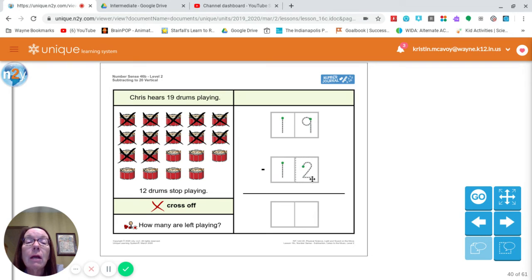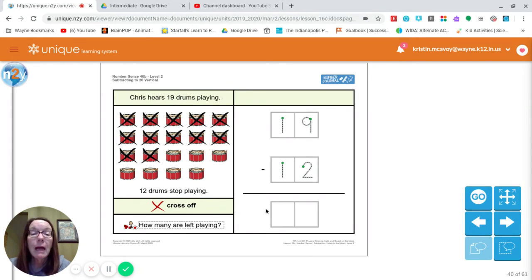10, 11, 12. The question to get to our solution, this is our equals, remember, is how many are left playing? How many are left playing? So if we began with 19 and 12 are crossed off because they have stopped, how many are left? Let's count together. 1, 2, 3, 4, 5, 6, 7.